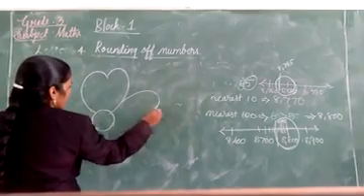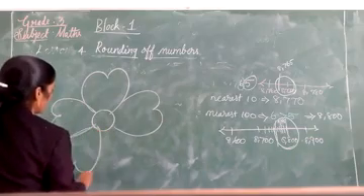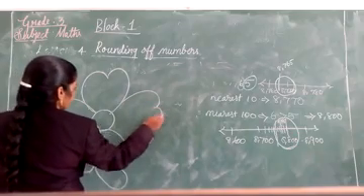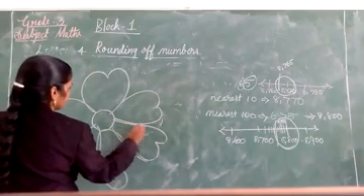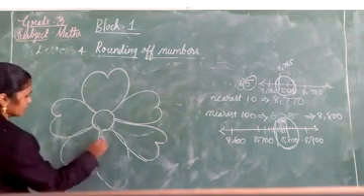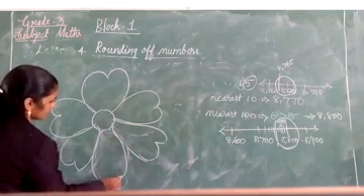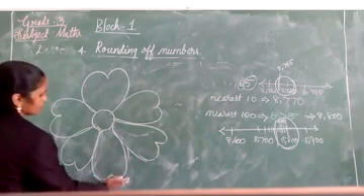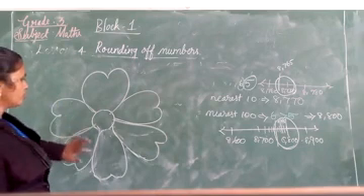One, two, three, 4, 5, 6. Okay, like this you draw 6 petals. 1, 2, 3, 4, 5, 6.